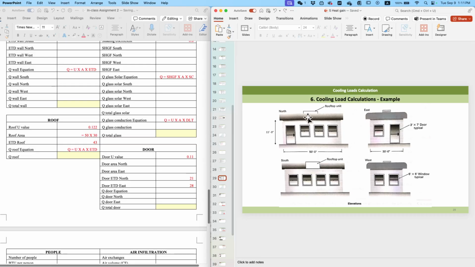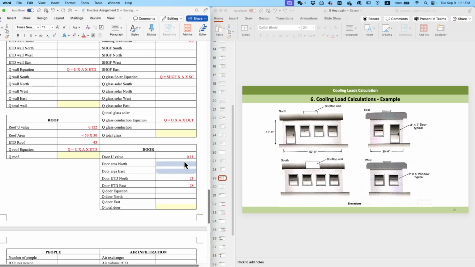Only the north and east, the two directions, have doors. So there is only one door for each side. North is 1, east is 1. What's the size of the door? 3 by 7. 3 by 7. So the area is 21, same as above.